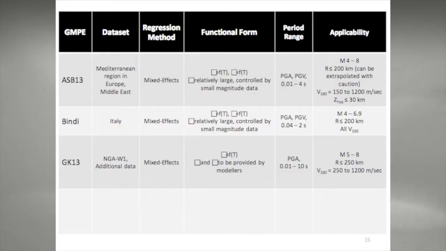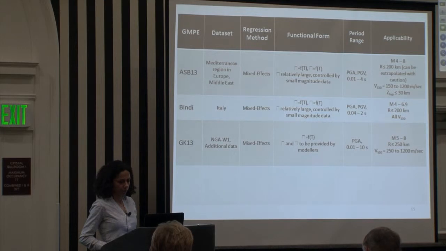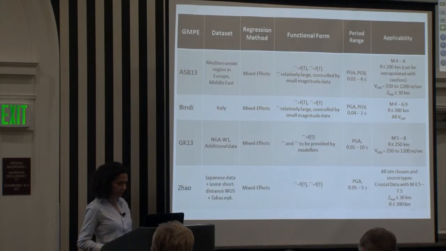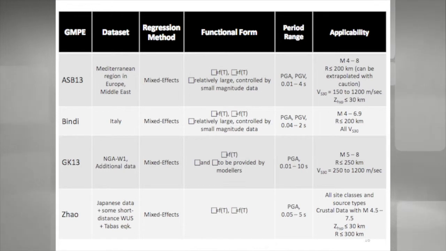The Bindi et al. model used a mixed effects algorithm to estimate their phi and their tau, which are a function of spectral period only, and again their within event standard deviation phi is relatively large. For Graizer and Kalkan, we learned yesterday that they used the mixed effects algorithm. For now, we only have their total standard deviation, but they're going to provide us soon with their between event and within event standard deviations. The Zhao et al. model used a mixed effects algorithm to estimate phi and tau, which are only functions of spectral periods.